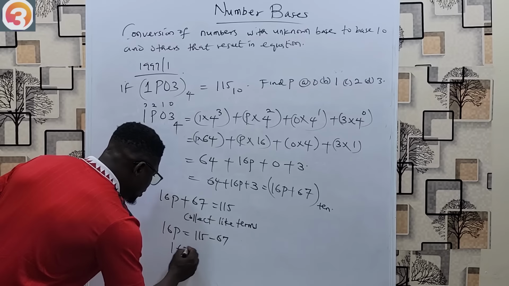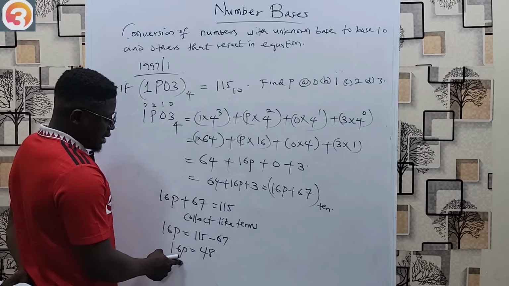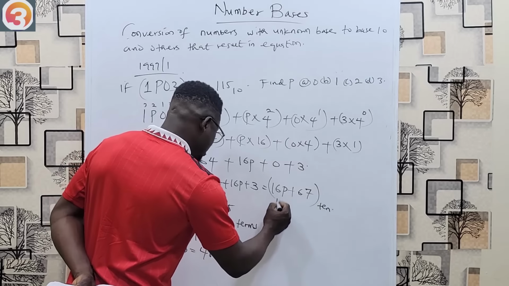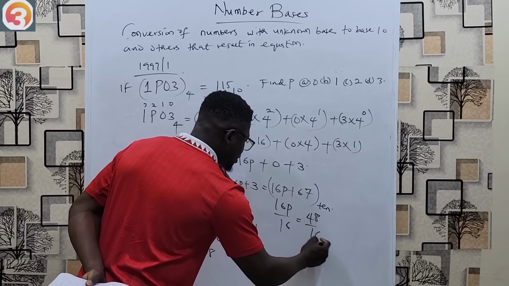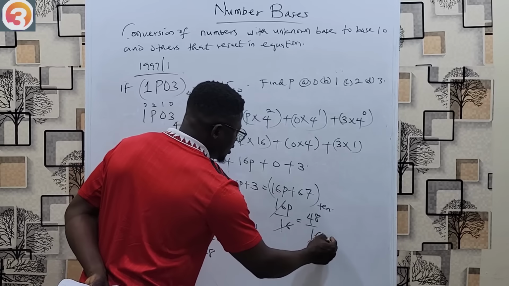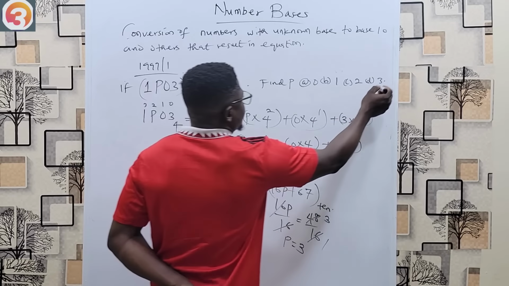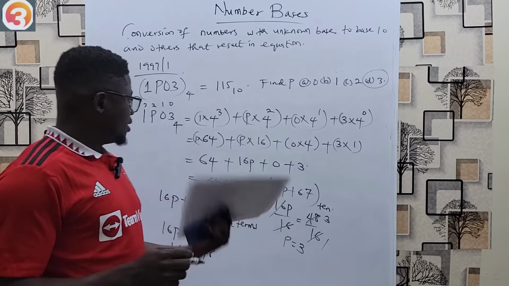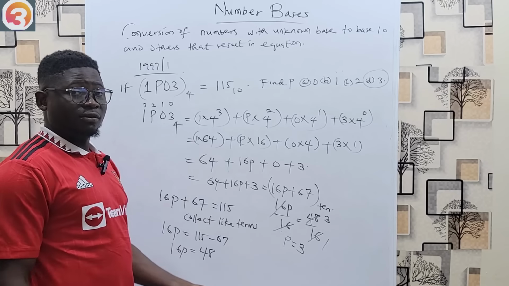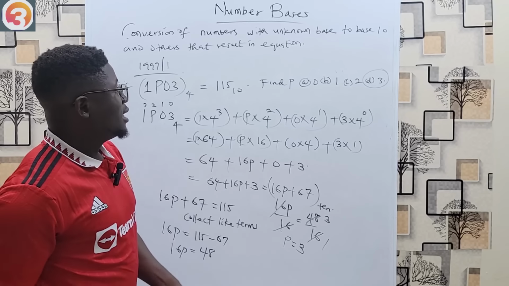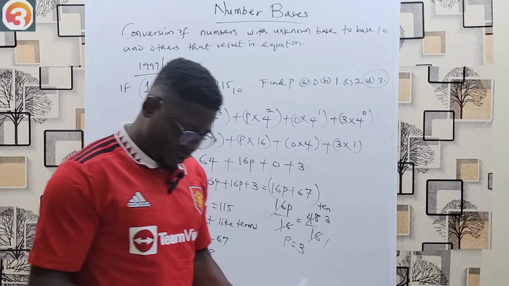So 16P is equal to 48. Divide both sides by 16. So 16P over 16 is equal to 48 over 16. 16 will cancel 16, 16 here 1, 16 here 3. So P is equal to 3. That's option D. You see how easy it is. So this is just how to do conversion from an unknown base to base 10, and others that result in an equation. You can see the equation that they have resulted to.